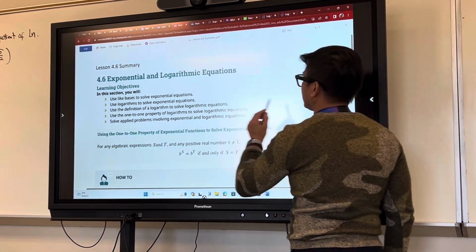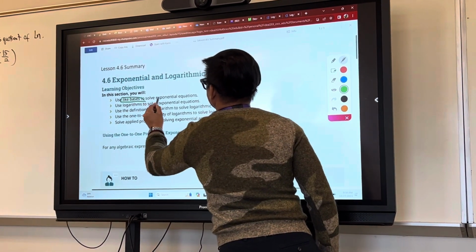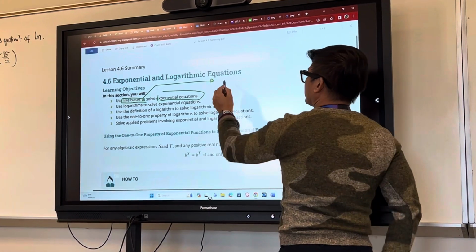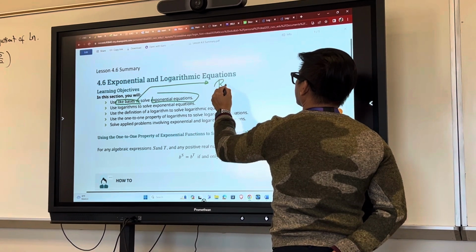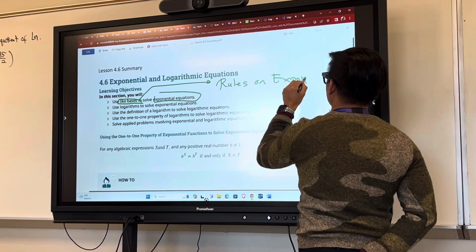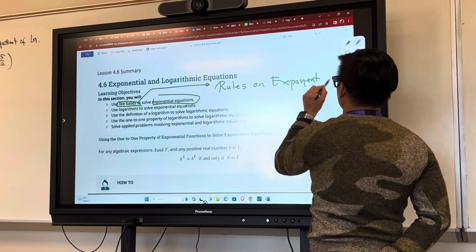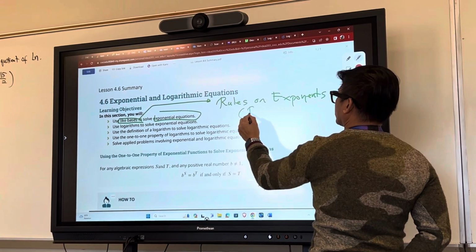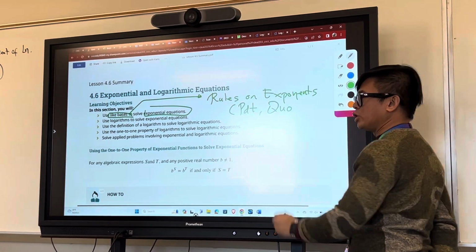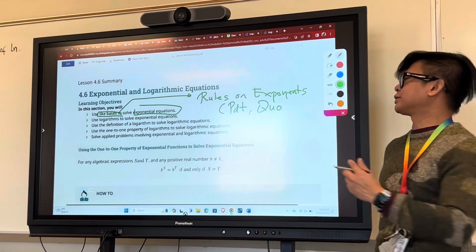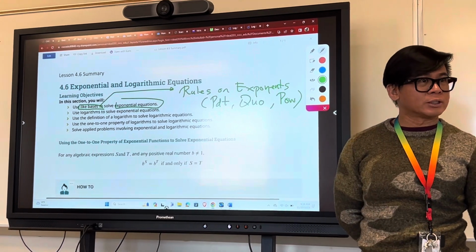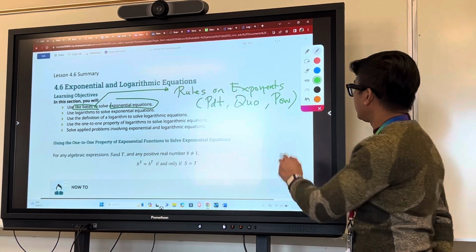Thank you, all right. So it says use like bases to solve exponential equations. When you say like bases, you have to consider the rules on exponents. Like what? Product rule, right? Quotient rule, when you are subtracting exponents. And power rule, when you are multiplying exponents, a power raised to another power, okay?